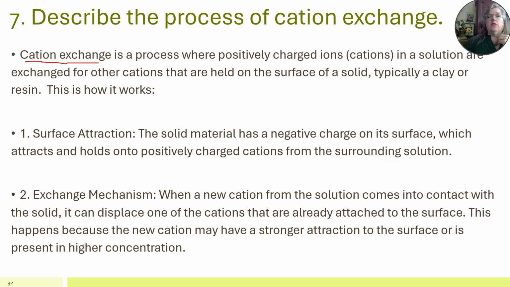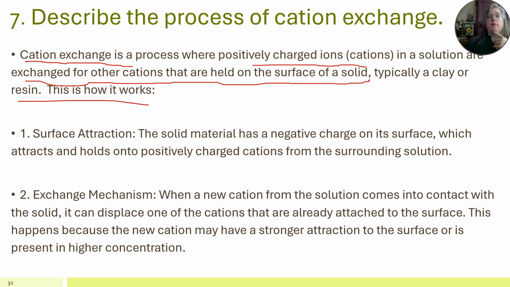Cation exchange is a process where positively charged ions, which are cations, in a solution, meaning mixed in water, are exchanged for other cations that are held on the surface of a solid, typically clay or resin. Here's how it works, and I've got a diagram that helps. First, surface attraction: the solid material has a negative charge on the surface, and it attracts and holds onto the positively charged cations.